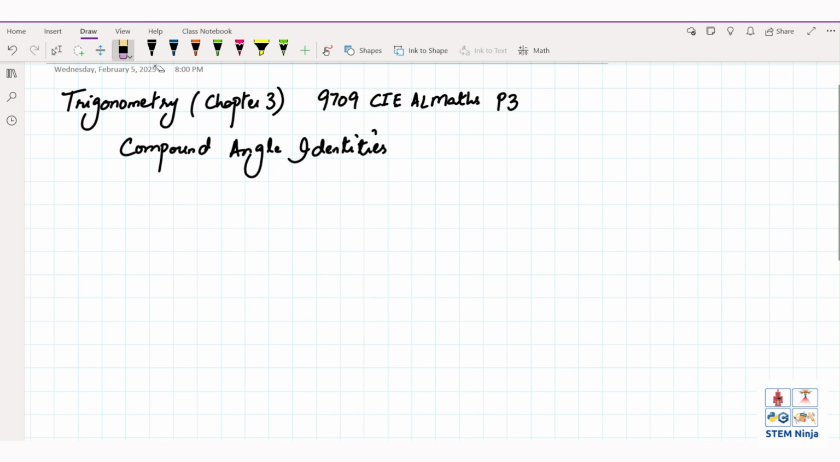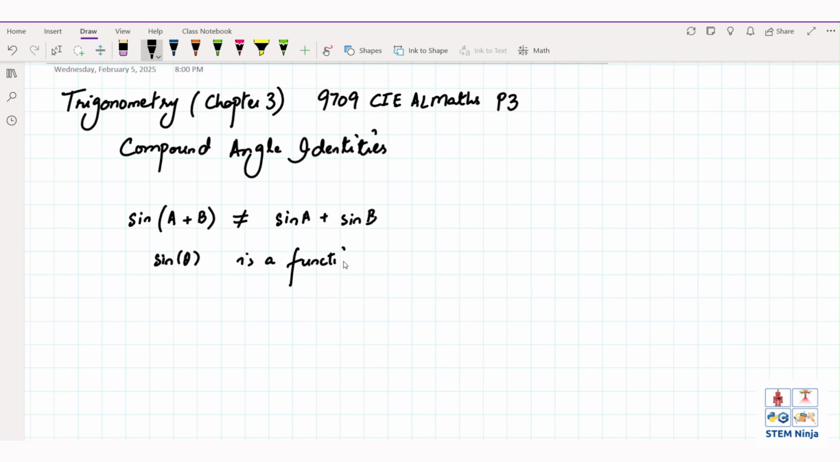So a common mistake beginner students make is when we have something like this, they expand it as sine A plus sine B, which is obviously not correct because sine theta is a function. It's not a variable or a pronumeral, it's not a number, it's a function. The angle inside is a parameter of that function. So we cannot expand it like this.